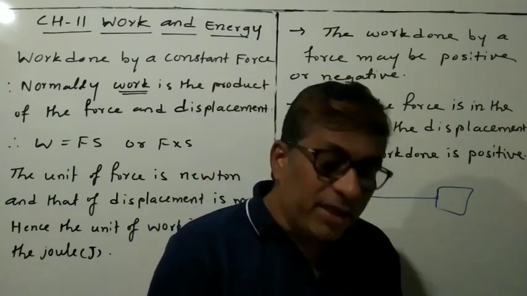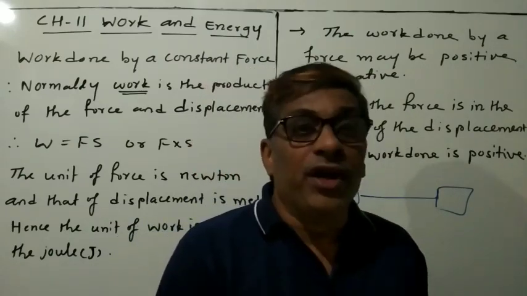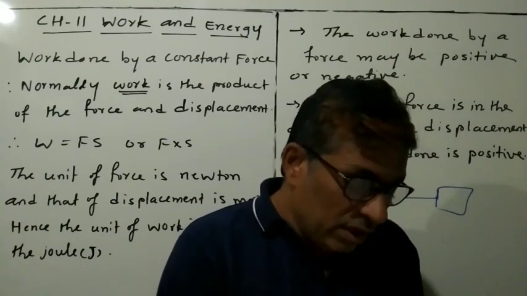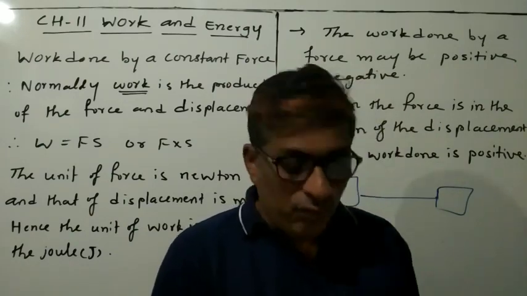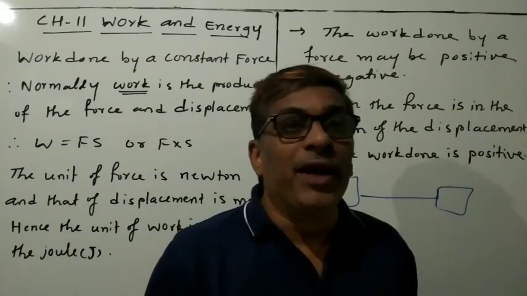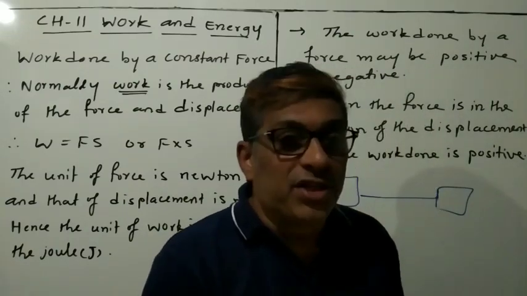So the work done by the force acting on an object is equal to the magnitude of the force and the magnitude of the distance moved in the direction of the force. So it means F into S. Work has only magnitude or value but no direction.